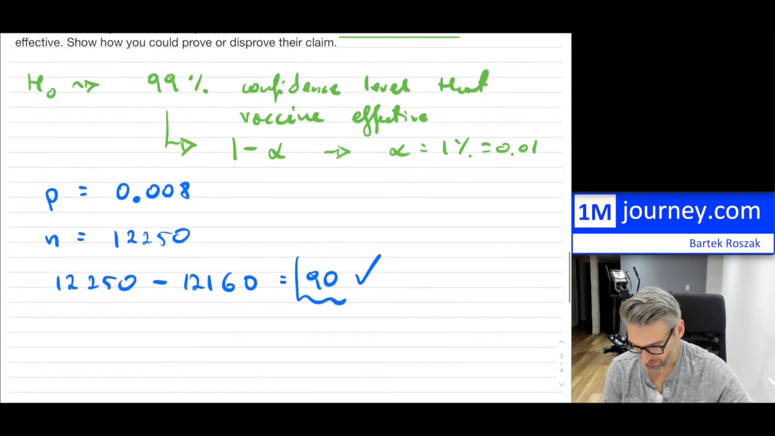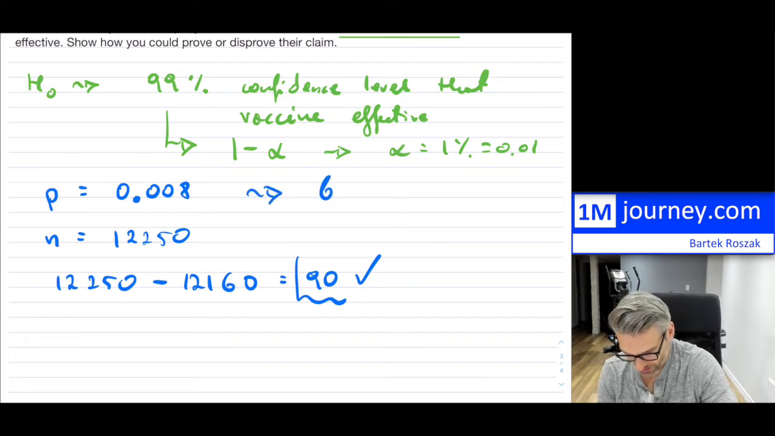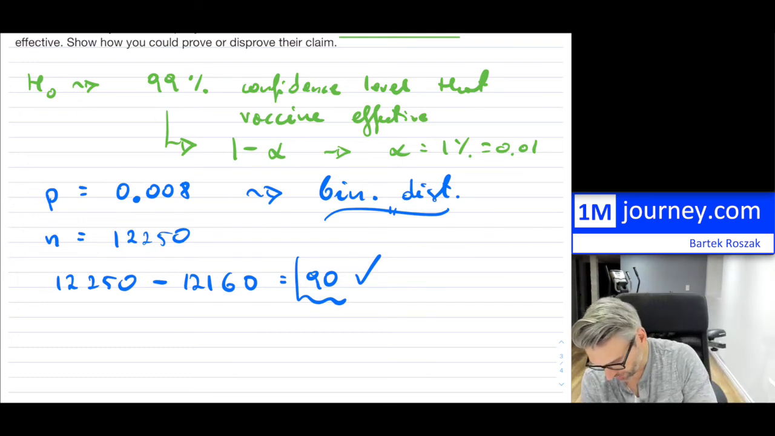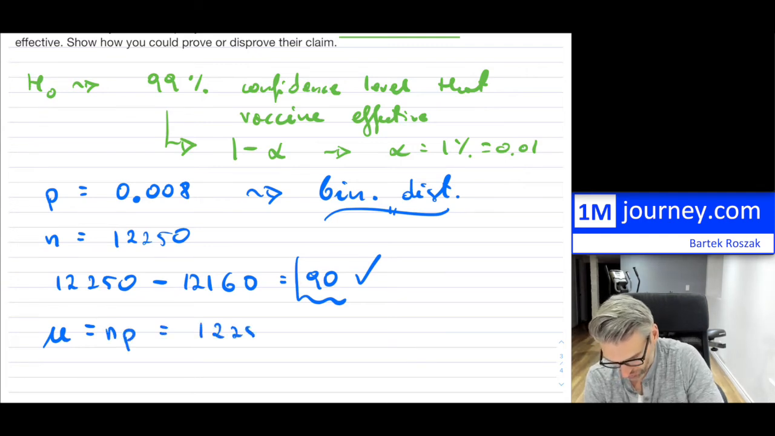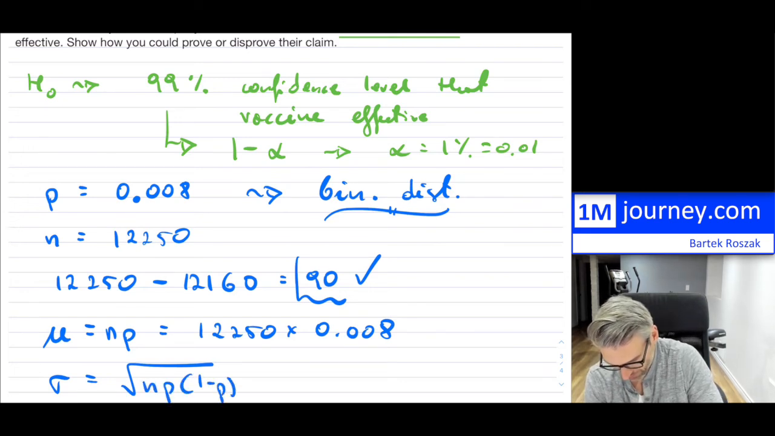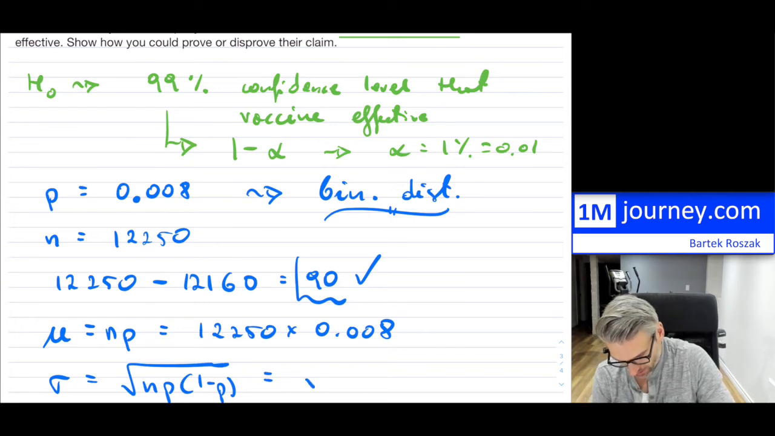Now, it is a binomial distribution, right? So I do have to be careful. I would want to model this in terms of a normal distribution. If I'm modeling it with a normal distribution, my mean, my expected value, is n times p. So that's 12,250 multiplied by 0.008. And then my standard deviation is the square root of n times p times 1 minus p, so that I can also find. So I'm going to do all of that.